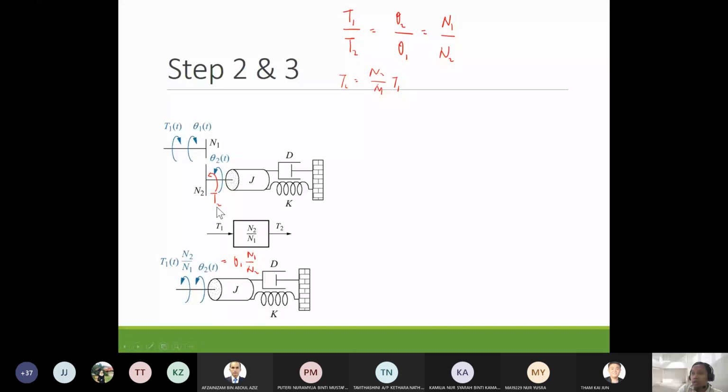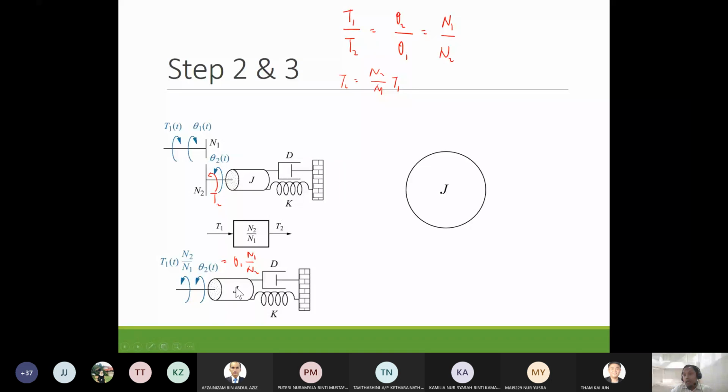Now we remove this section N1 by converting T1 into T2 and theta1 into theta2 by multiplying the gear ratio. When you multiply the gear ratio, then you can remove the gearing part. So here the system has no more gear because you have considered the gear ratio. This system is similar to the system without gearing.